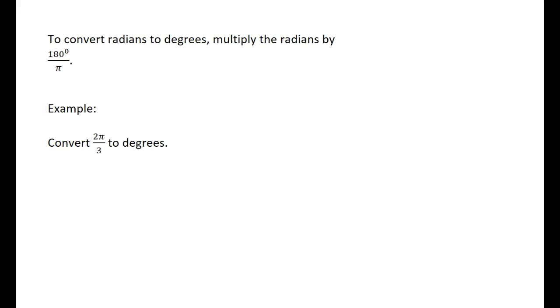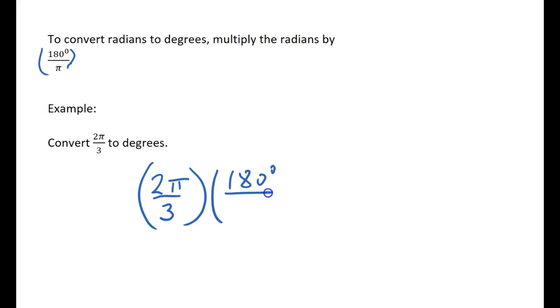To convert radians to degrees, we just flip our conversion factor. Instead of pi over 180, we're going to multiply by 180 over pi. So here's our example. We're going to convert 2 pi over 3 radians to degrees, which means I'm going to multiply by 180 degrees over pi radians. And you notice the pi's cancel. And 3 goes into 180 60 times, and we get 120 degrees. So 2 pi over 3 radians is exactly the same angle as 120 degrees.